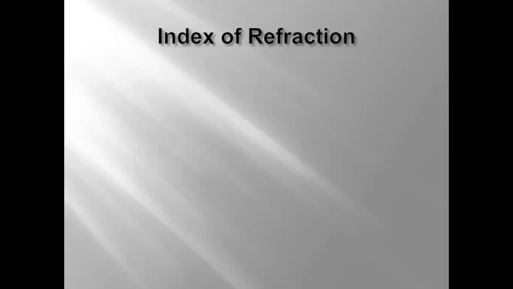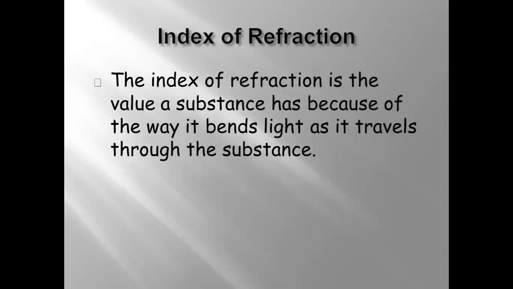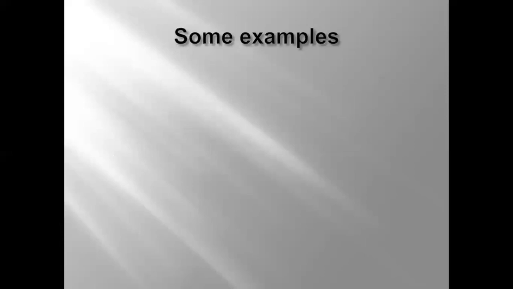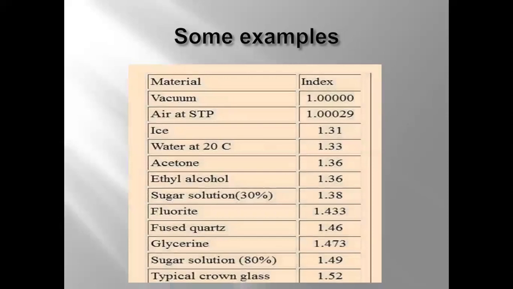Now let's proceed with the index of refraction. The index of refraction is the value a substance has because of the way it bends light as it travels through the substance. Now we have a list of examples of materials with their respective index of refraction values. For vacuum, the index of refraction is 1. For air at standard temperature and pressure, it is 1.003.